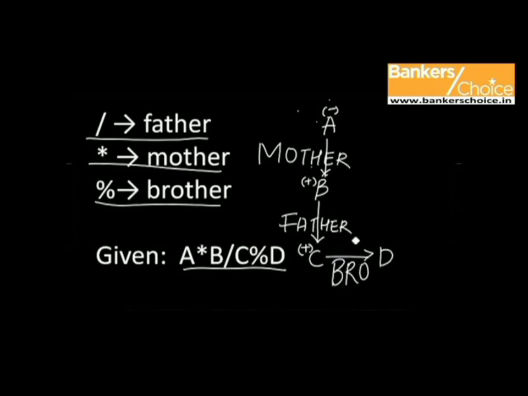And we are supposed to find out the relationship between A and D. So as you can see from this family tree, A is the mother of B, who is the father of C and D. That means A becomes the grandmother of D. So friends, as you have seen, this is how we can solve such questions by drawing a simple family tree. So practice well on them.